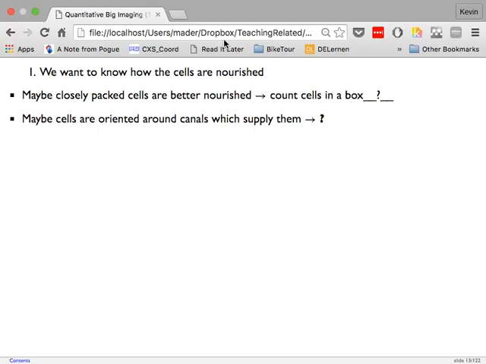And so we covered the distance map last time. That would give you the distance from the canals if you made a distance map. And so you could then overlay those two pieces of information. But if you wanted to figure out if they're oriented around the canals, then you have another challenge. And so how can you try to solve that?